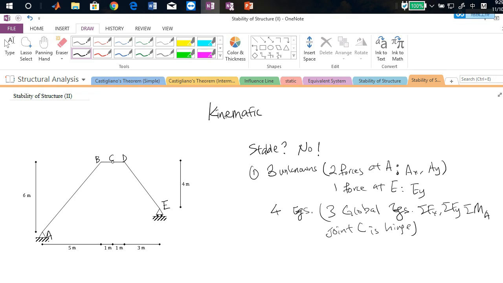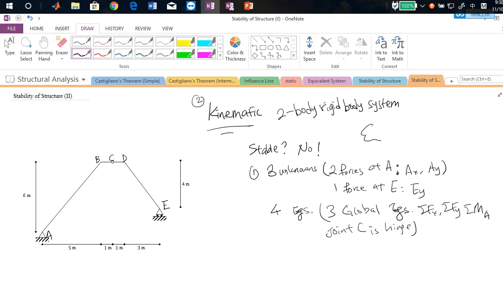The second method we can use is called the kinematic method. So today I will focus on this approach. How can we justify that this structure is unstable? We need to know that this is a two rigid body system. Why? Because we have a hinge here. Basically, A, B, C is one rigid body, and C, D, E is another rigid body.